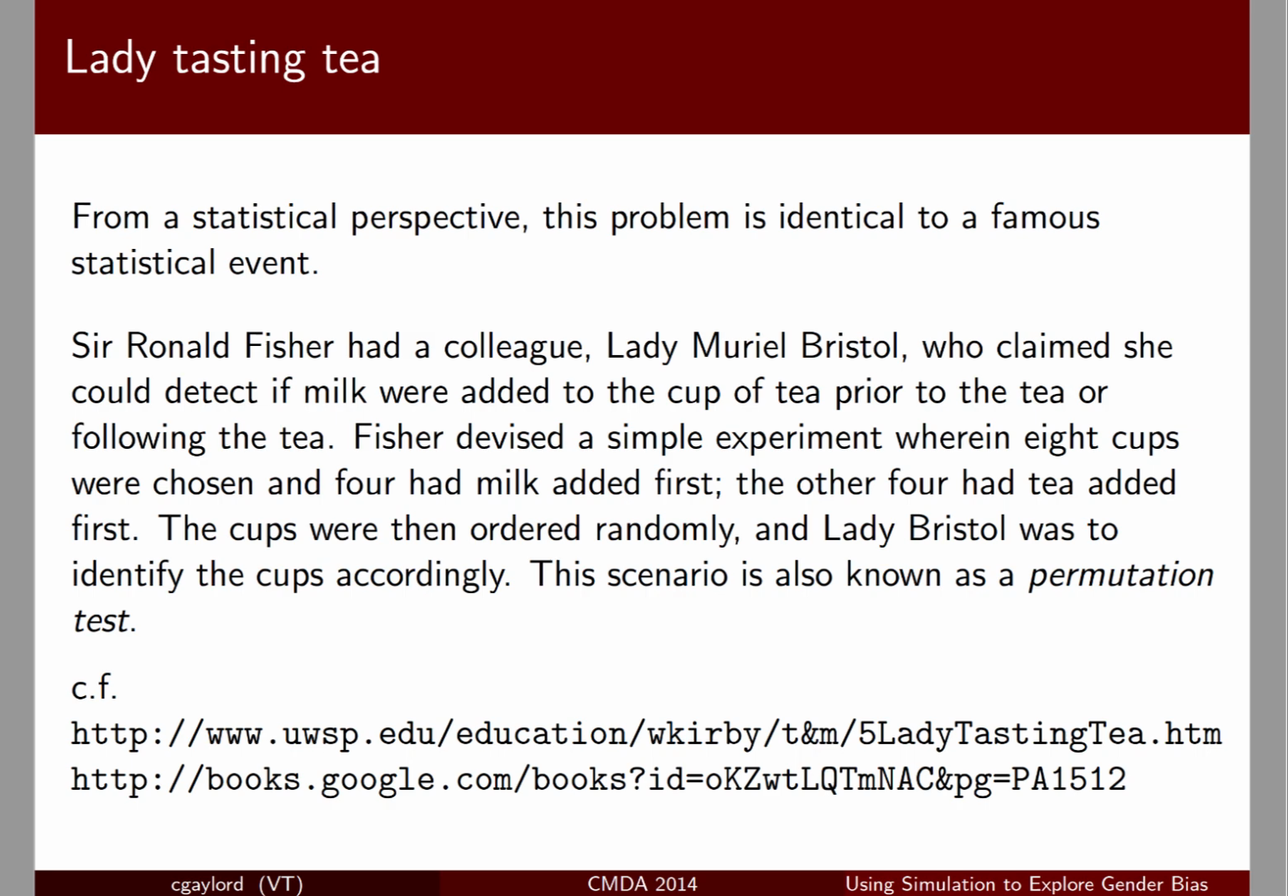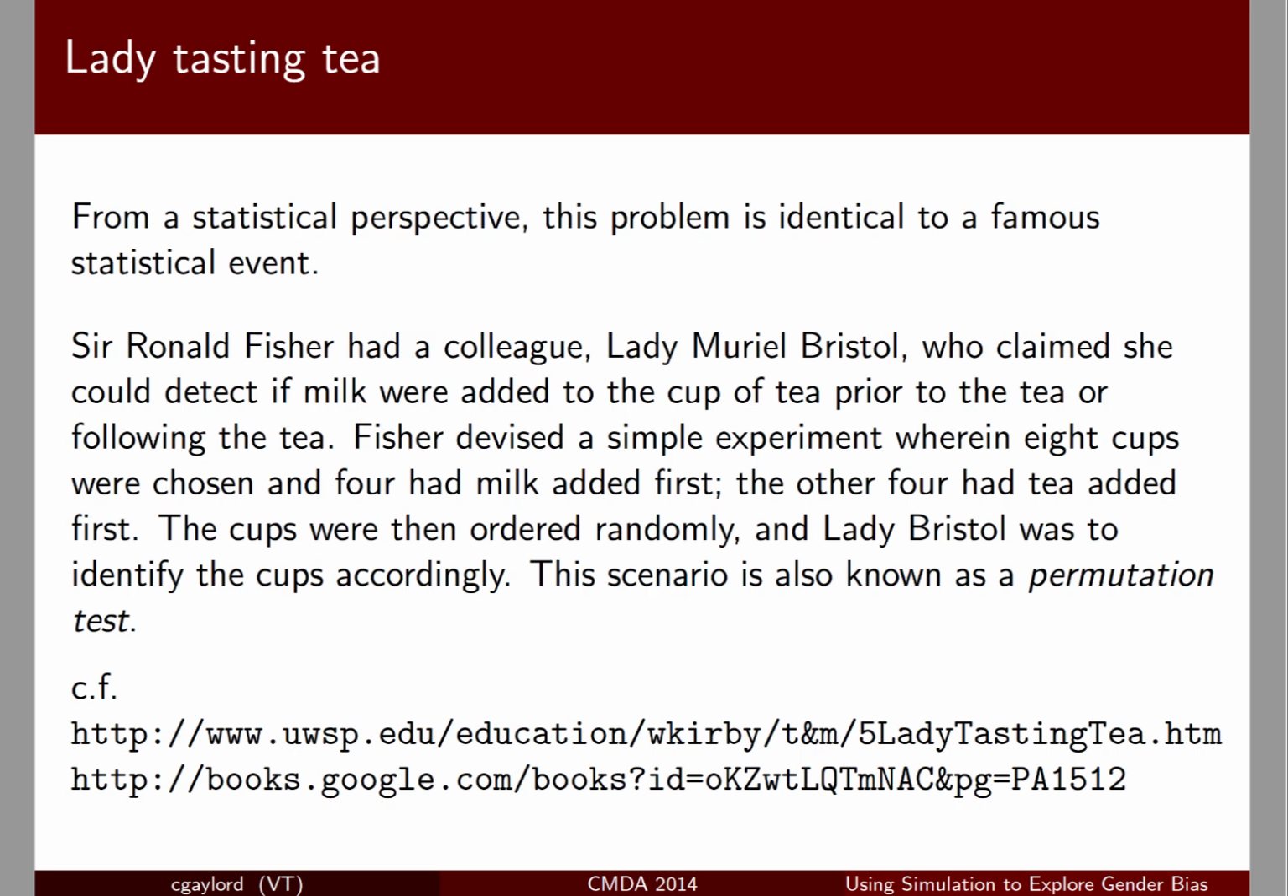So Fisher devises this test where they have 8 cups of tea. In 4 of them, they pour the tea first and then add the milk. And in 4 of them, they do as Lady Bristol suggests, put the milk in the cup and then add the tea to it. They then shuffle the teacups and ask Lady Bristol if she can identify which of the 4 cups are the ones with milk first and which of the 4 cups had tea first.